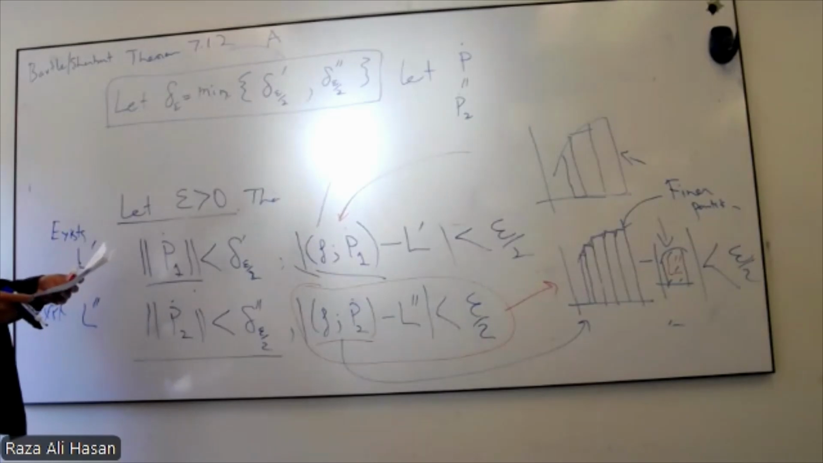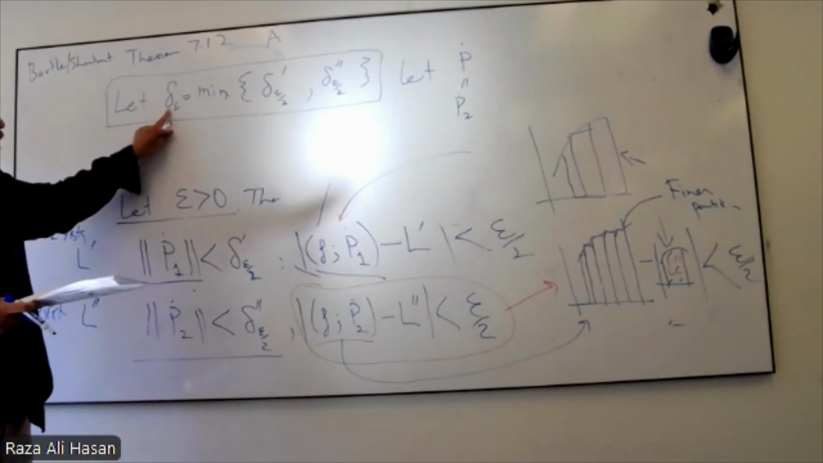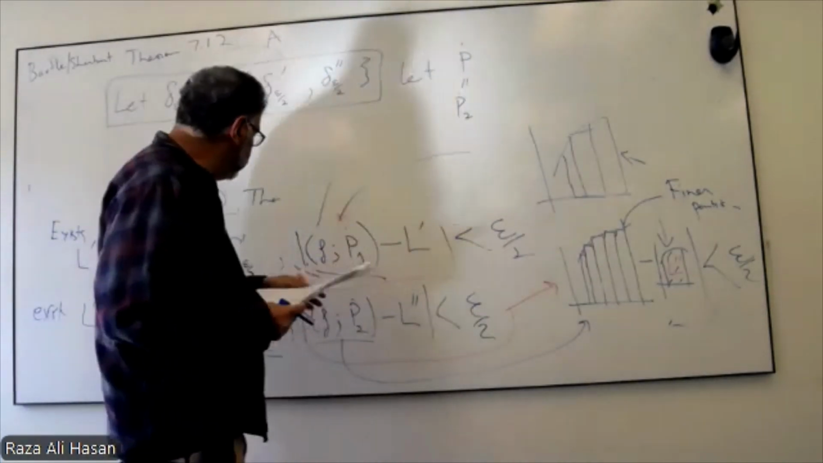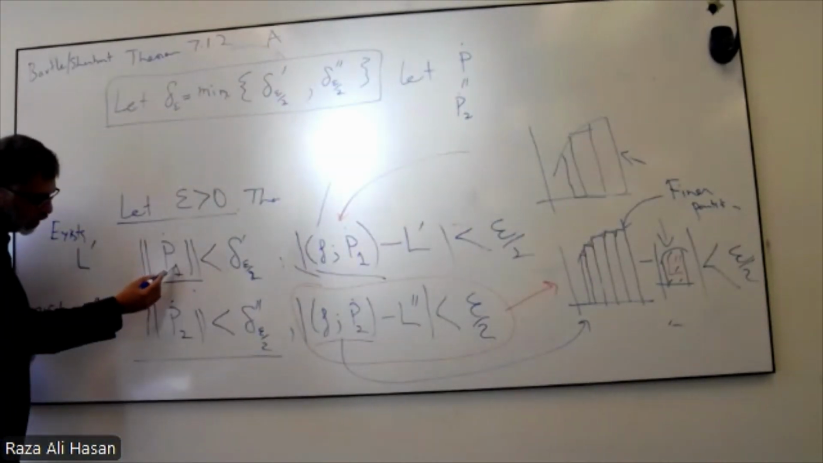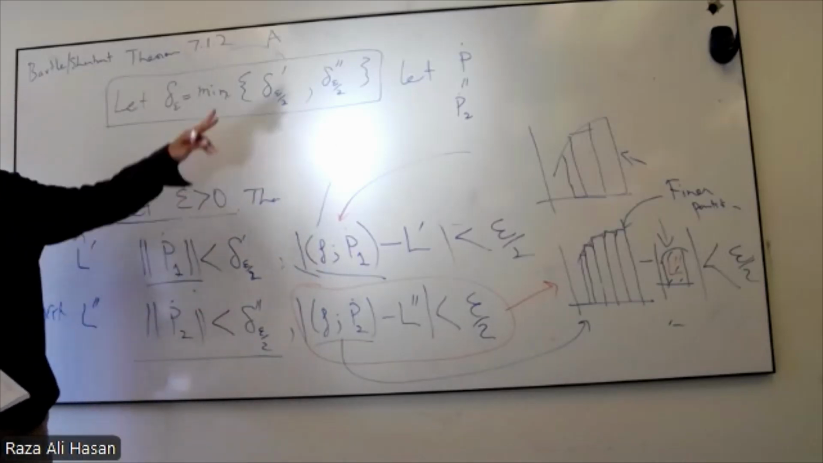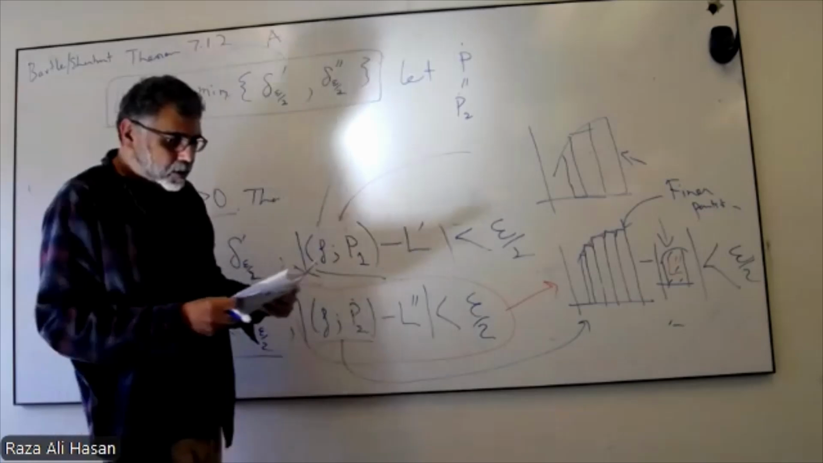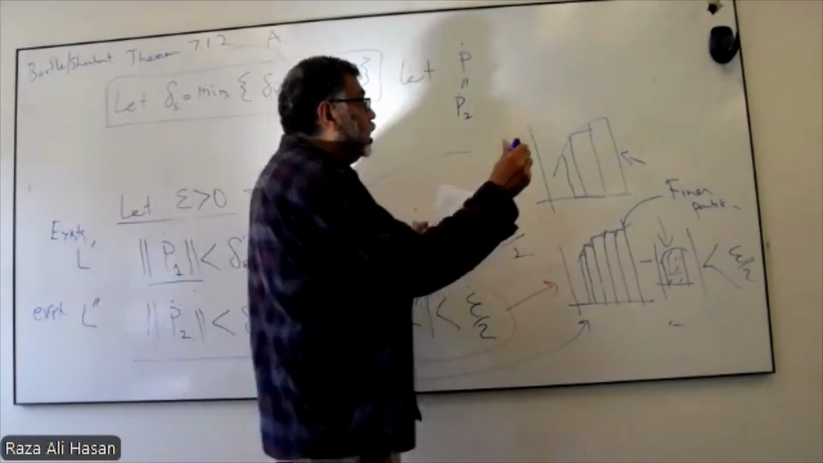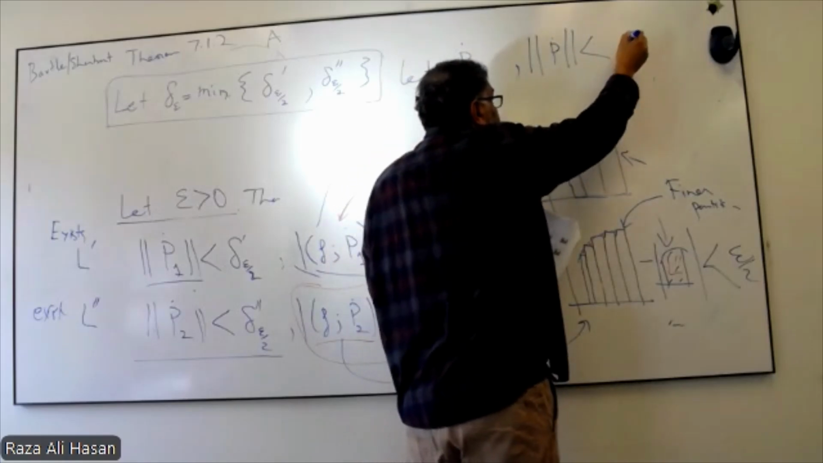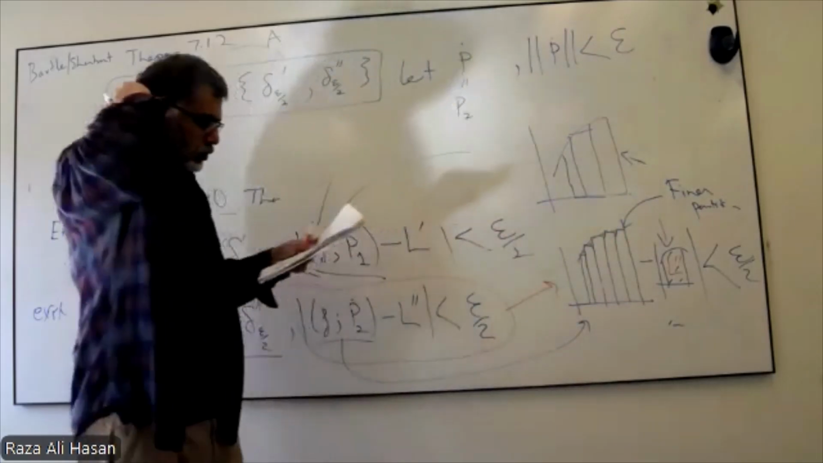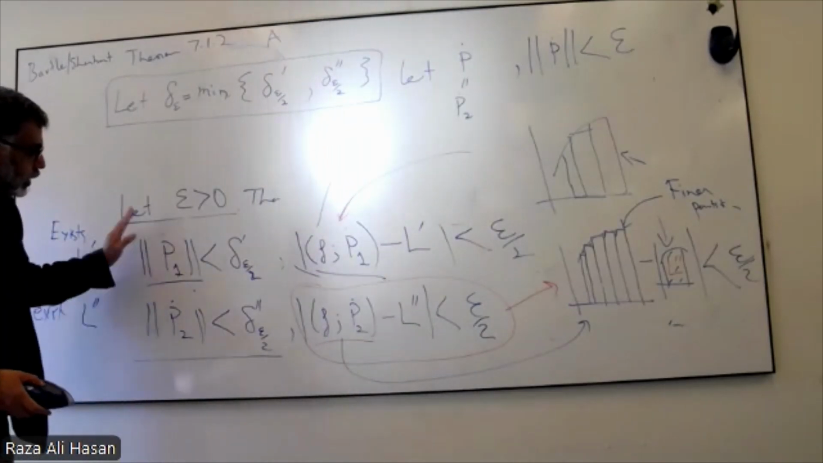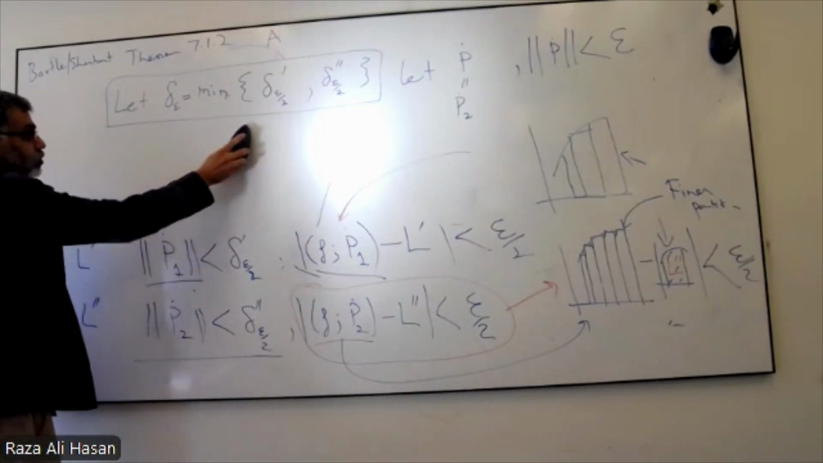Just like we came up with one delta, we're going to use one partition. If you remember earlier, partition one, partition two, we're going to choose one of them. We're going to choose the finer one and just call it P. All right, and then our mesh is going to be less than epsilon. Okay, and now we can rewrite these two things again. So I'm going to write them right here.